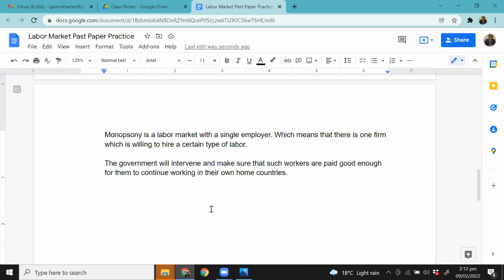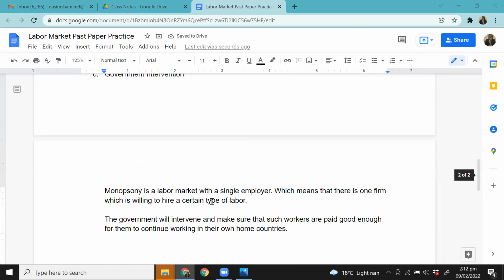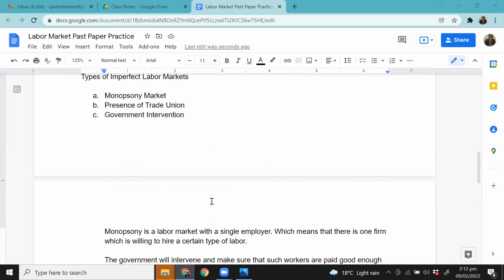Okay. Then the second case of an imperfect labor market is where there are trade unions. So I'll quickly explain what happens. A trade union is a platform that represents workers in a certain firm or in a certain industry. There are different types of trade unions. Sometimes a trade union is only related to a particular firm.